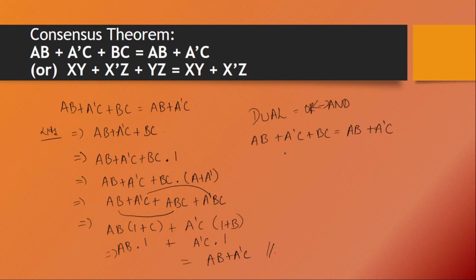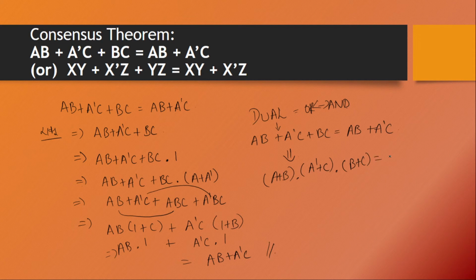When you want to obtain the dual of this, we have to convert all the OR operations into AND and all the AND operations into OR. So first let me take this A and B. I will put it as A plus B. Then this OR operation is converted to AND. And then I have A dash C, so I will call it A dash plus C. Then again I will have an AND operation, which is B plus C.